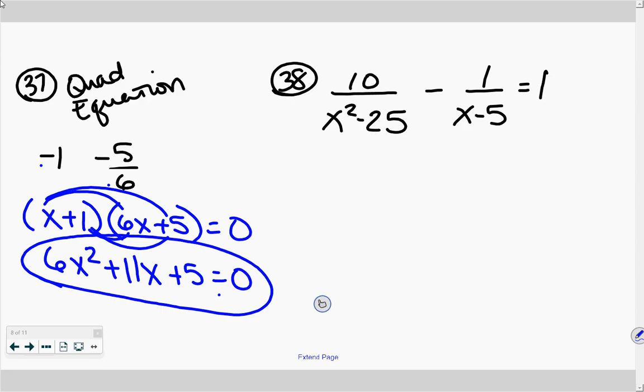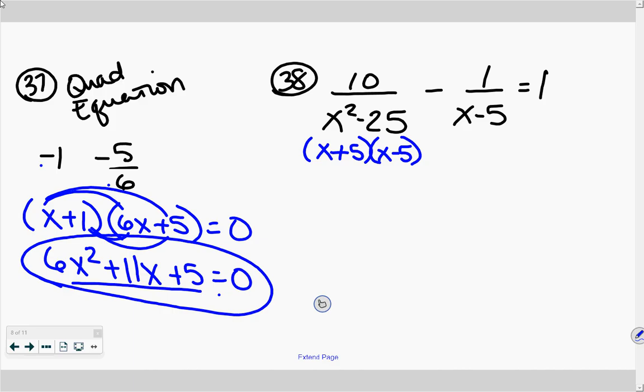Okay, 38. Didn't give myself enough room for this. Okay, so I need to factor this down. Okay, it's a perfect squared binomial. Okay, so when we're solving for x, because we want it to look like the quadratic equation, there's no fractions. So we've got to get rid of the fractions.